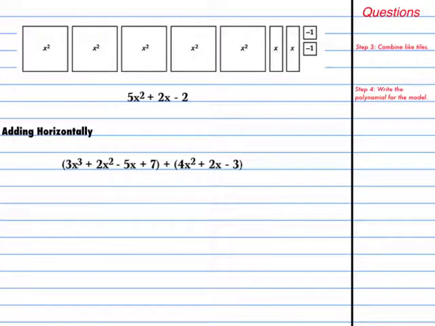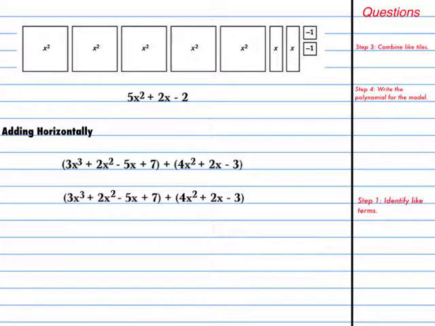Now we can also add horizontally. So this is another way to add where you don't have to use algebra tiles, which can be time consuming, but they give you a great visual. So my first step is I want to identify like terms. So I'm going to go ahead and take these pieces and I want to identify what my like terms are.